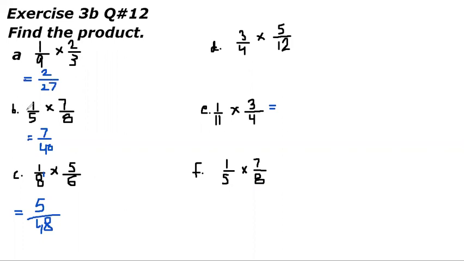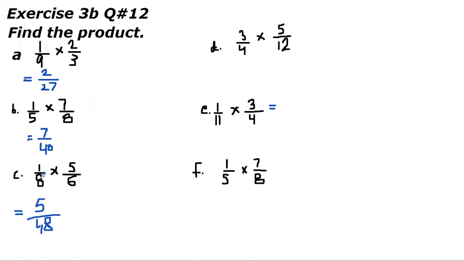Okay, now the B part is 1/5 of 7/8. Now check the numerator and denominator. Numerator of second fraction and denominator of first fraction, both are prime numbers. We cannot do the cancelling, and there is no need to cancel one. Now simply multiply. 1 times 7 gives us 7 and 5 times 8 gives us 40. You will notice that the numerator is odd and the denominator is even.